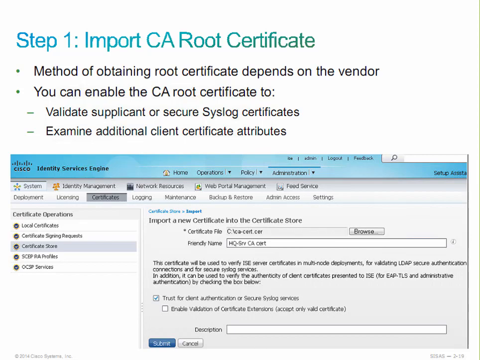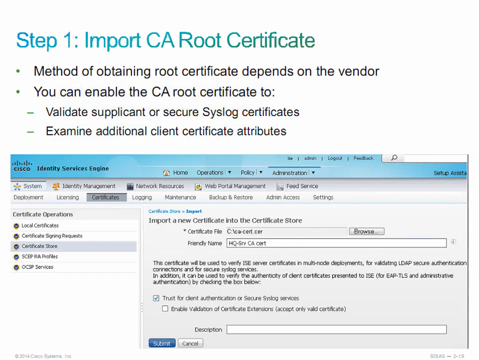particular root CA. The CA root certificate gets automatically enabled for things like securing LDAP sessions to an external LDAP server. And in a lot of cases, you're going to use certificates to authenticate clients as well. So you're going to need the corresponding root CA for those certificates that are being presented by the clients to be able to authenticate the clients effectively.